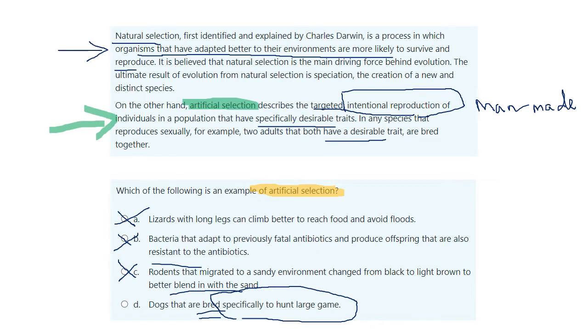So people might want to choose dogs that are fast, that are big, that are strong, that have good bone structure. People might choose a male and a female that are both good hunters and make them have children in hope that the traits would be passed on to the offspring. That would be an example of people choosing to make them reproduce. So an example of artificial selection.